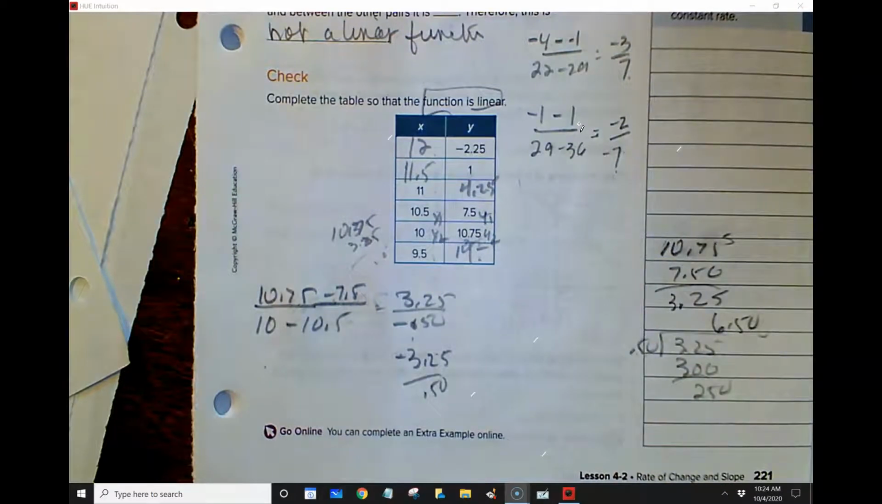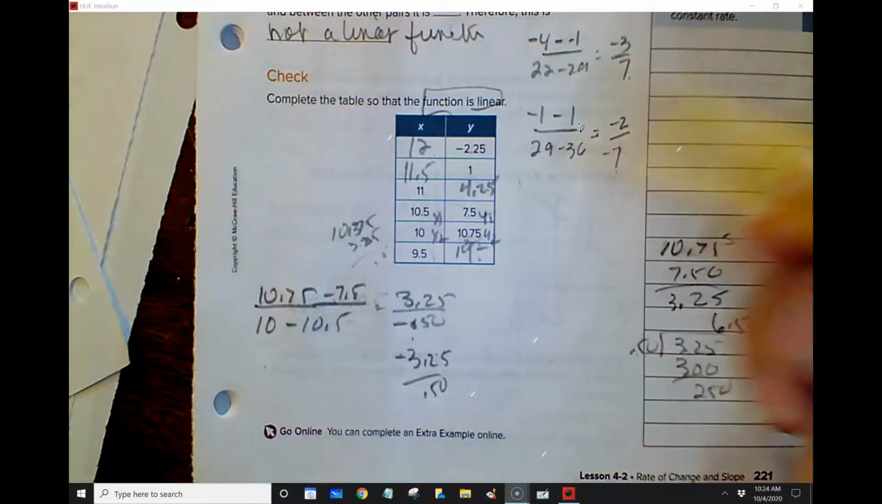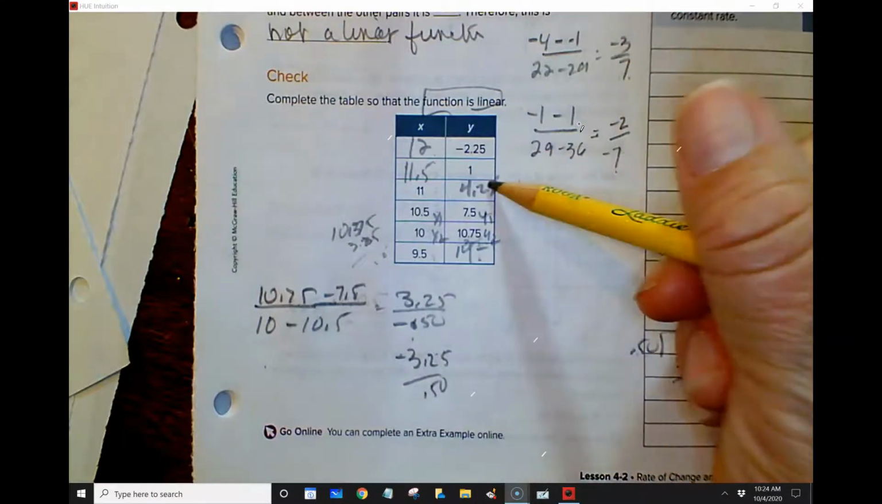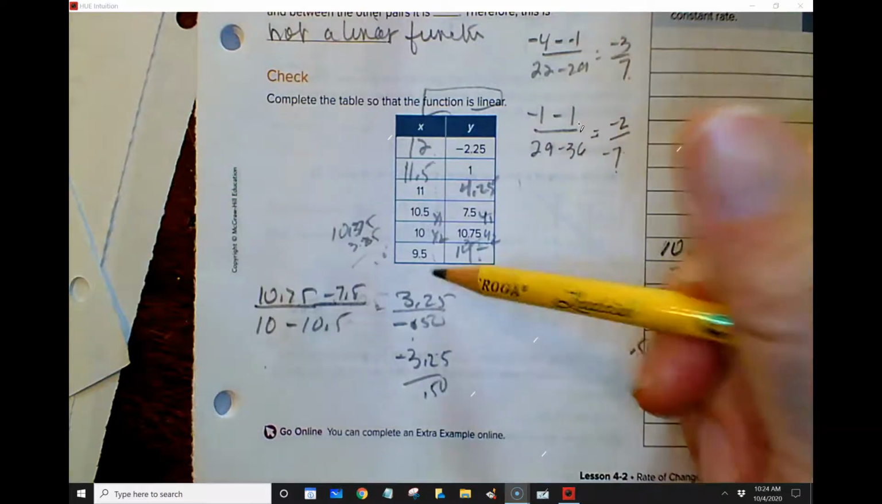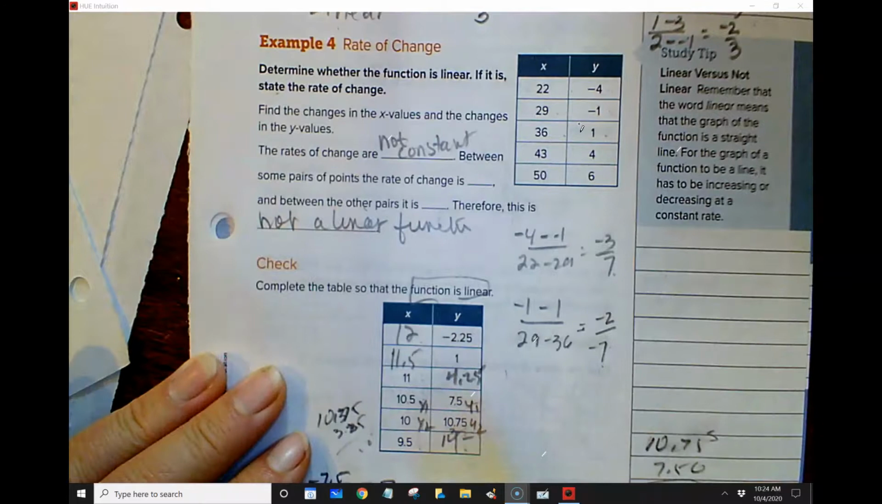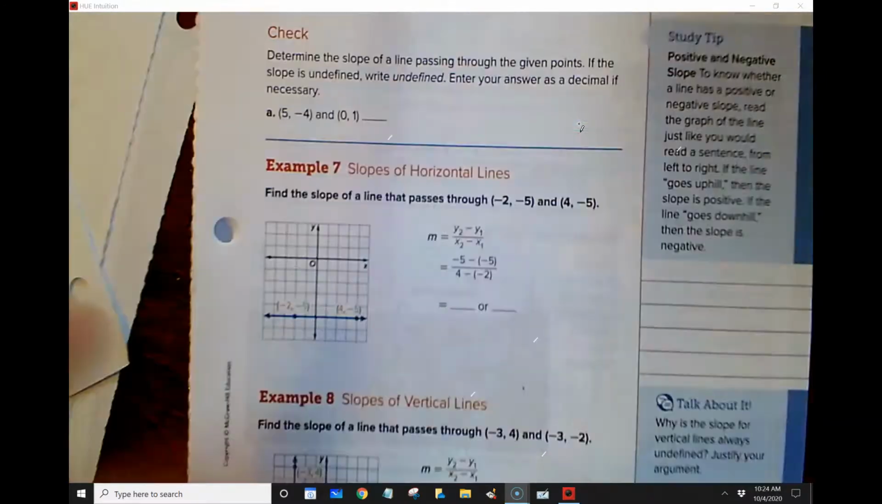Of course my book answer has 1, which doesn't make any sense. I think the book answer is wrong. But here I'm just going to add 325. So they're increasing by 325 as we go. Here, decreasing by 50 cents as we go there. Okay, so that's the rate of change. It is linear, and it is a function.